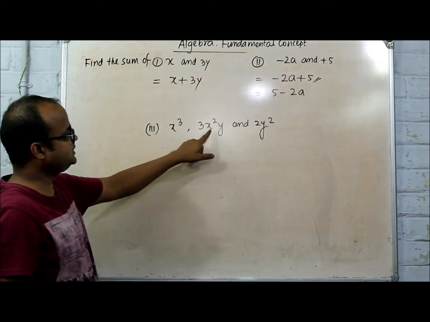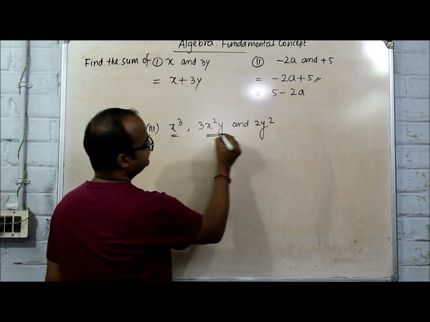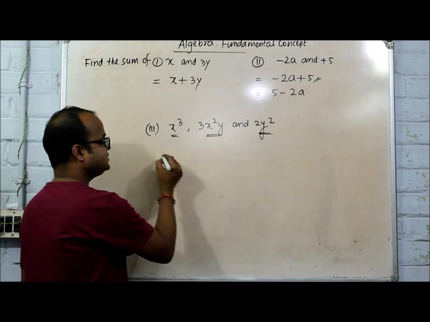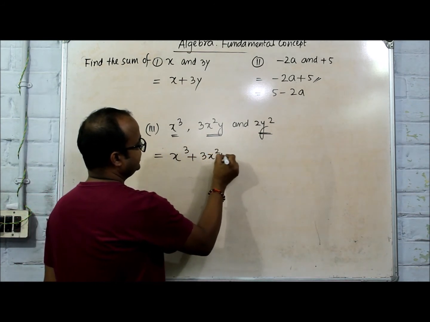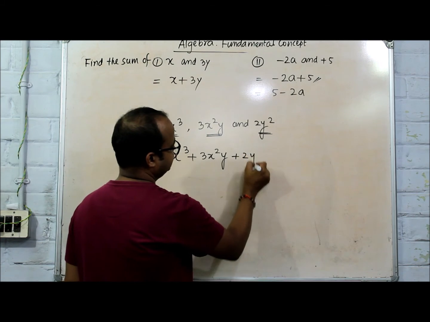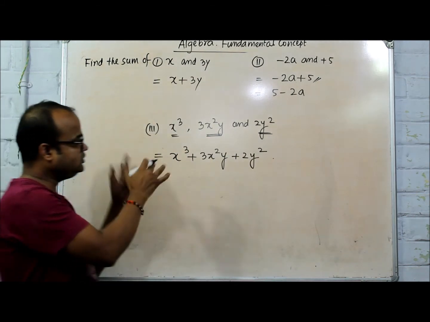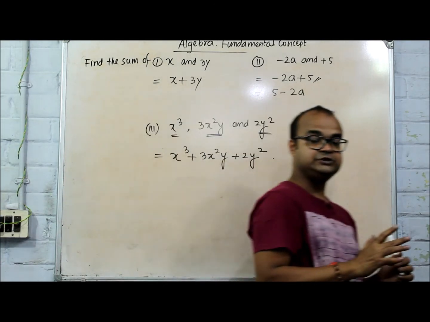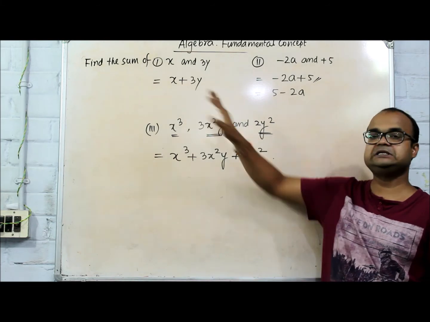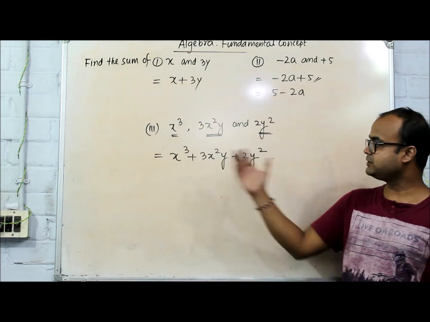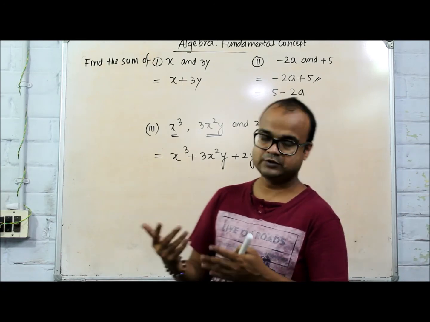x cube, plus 3x square y, and 2y square. x cube, x square y, y square: unlike terms, so your answer is x cube plus 3x square y plus 2y square. Because in all the sums we have seen, unlike terms are there. Unlike terms means we just need to perform the operation and leave it here. If suppose two terms are same or like terms, then we need to simplify.